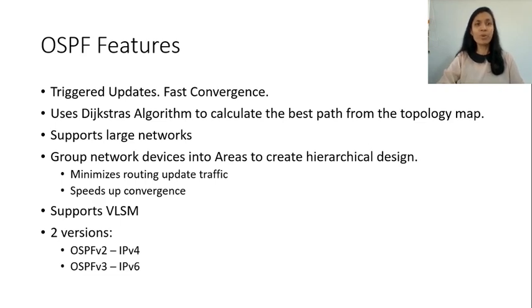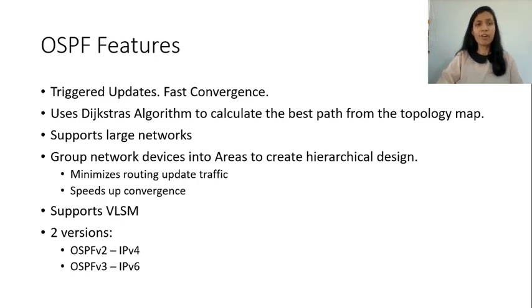Next, we will take a look at some of the features in OSPF. OSPF, being an example of link state routing protocol, makes use of triggered updates and hence has fast convergence. OSPF uses Dijkstra's algorithm to calculate the best path from the topology map that is being stored in the topology table. OSPF supports large networks.